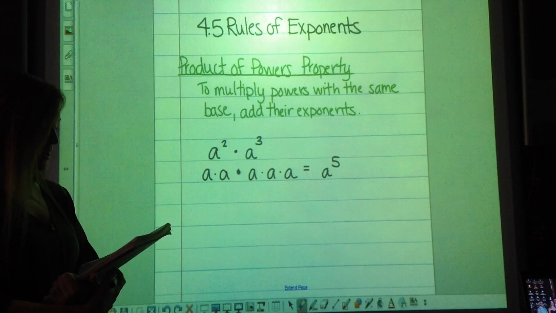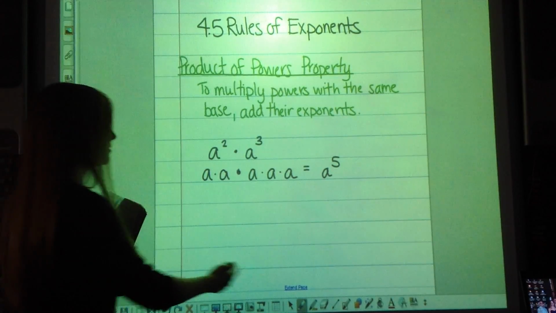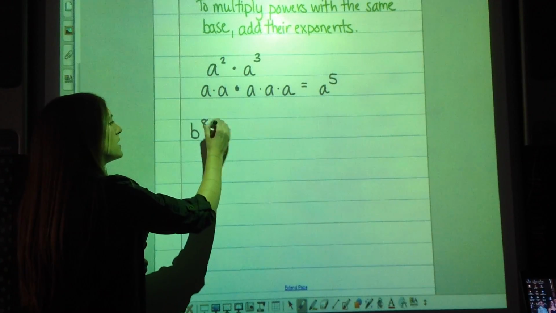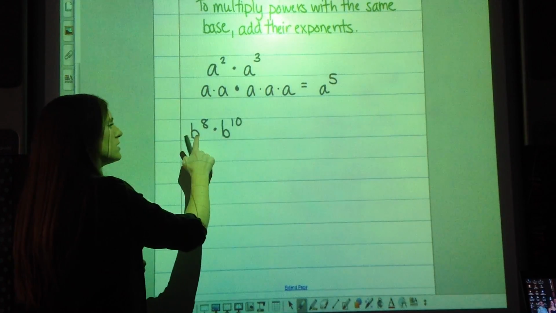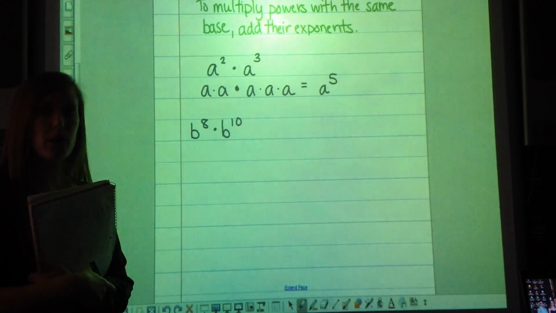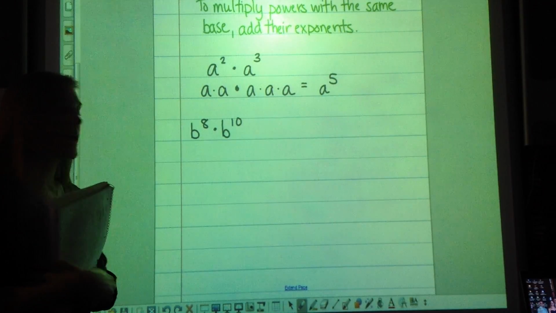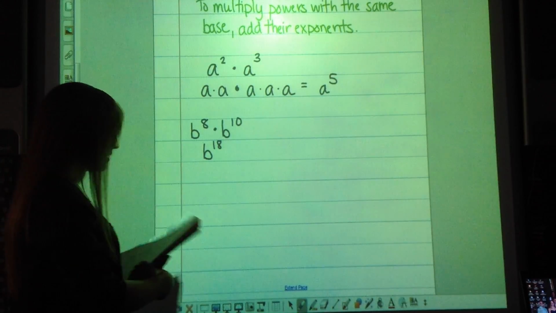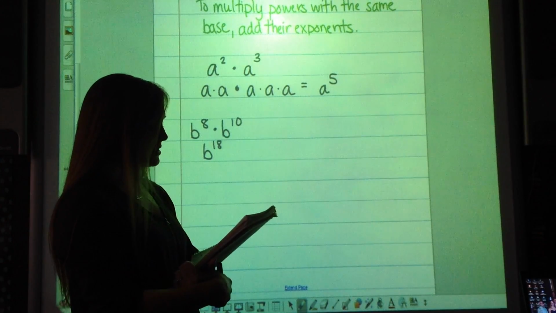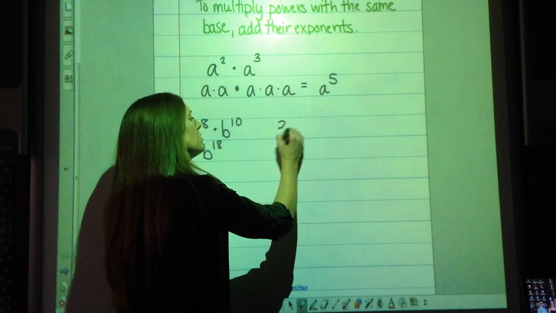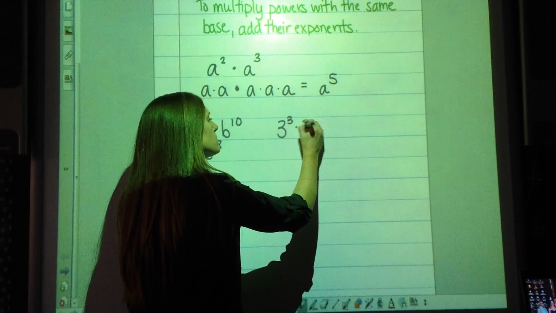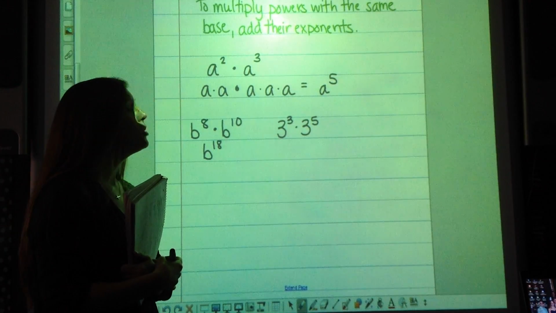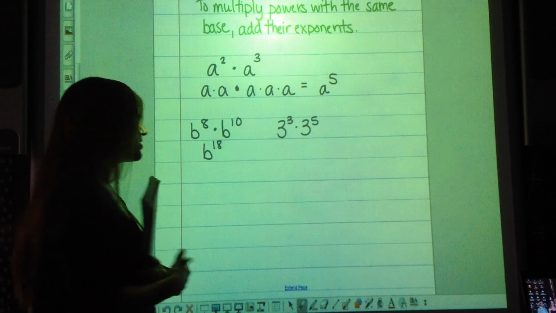So let's do another one, an example of which you will see in your homework. If you have the same base, this is the base, you can multiply. And to multiply, you would add exponents. So there are 18 b's. This also works with numbers. Let's say we have 3 cubed times 3 to the 5th. Because they have the same base, they both have a 3, we can multiply, which means add their exponents.